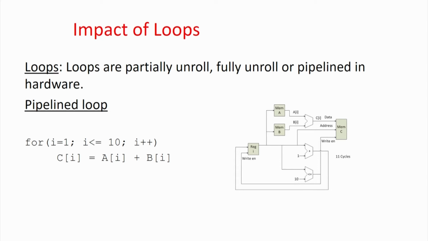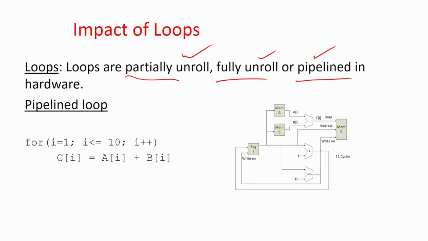For a loop, if you have a loop body, how does it get implemented? Either it is partially unrolled, fully unrolled, or pipelined in hardware. So, when you write a loop in your program, it will be fully unrolled, partially unrolled or pipelined, based on the design choice. When you are synthesizing with a commercial synthesis tool, they have options to specify whether you want to unroll a loop, partially unroll it, or pipeline it.